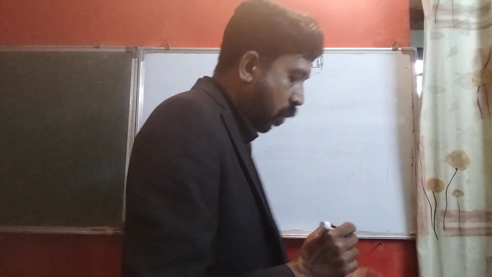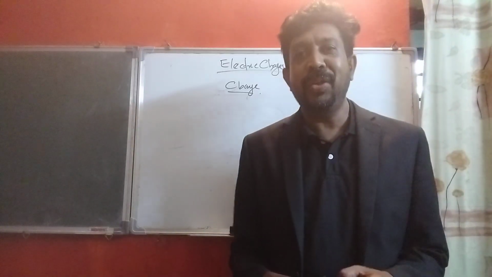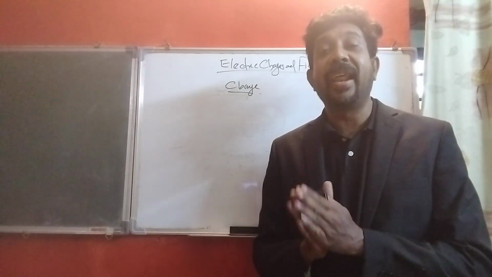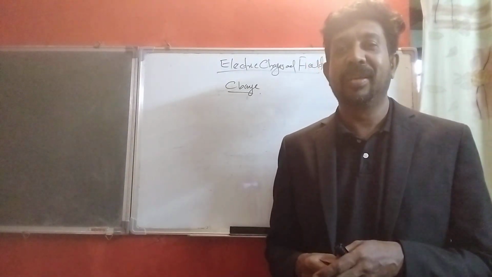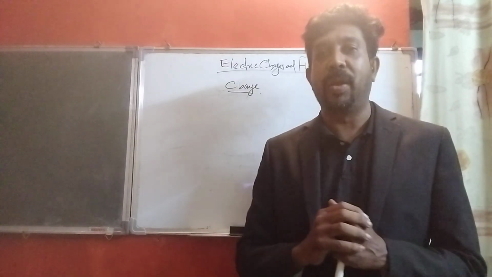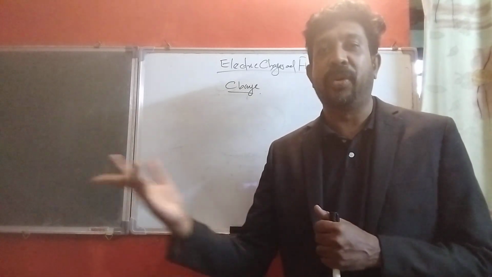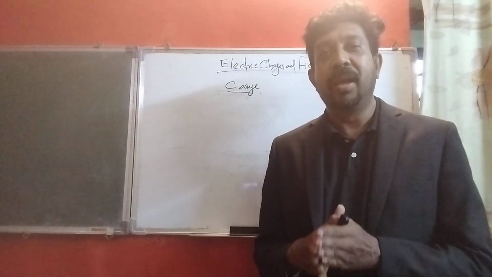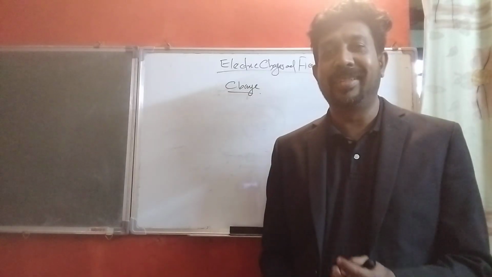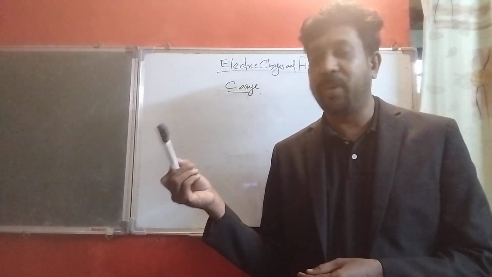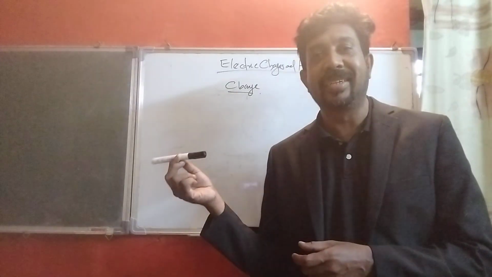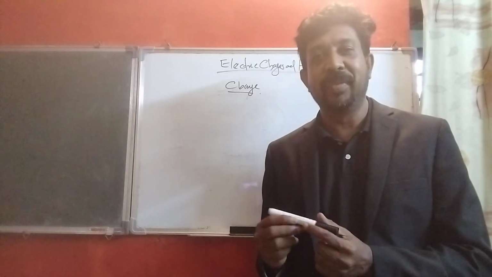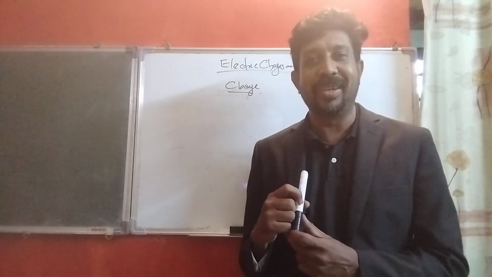Okay. Now, we know that matter has so many properties. Mass is a property of matter. Length is a property of matter. Volume is a property of matter. Therefore, matter has so many properties. This pen has a mass, which is a property of this pen. It has a color, a length, and a volume, which are properties of this pen.